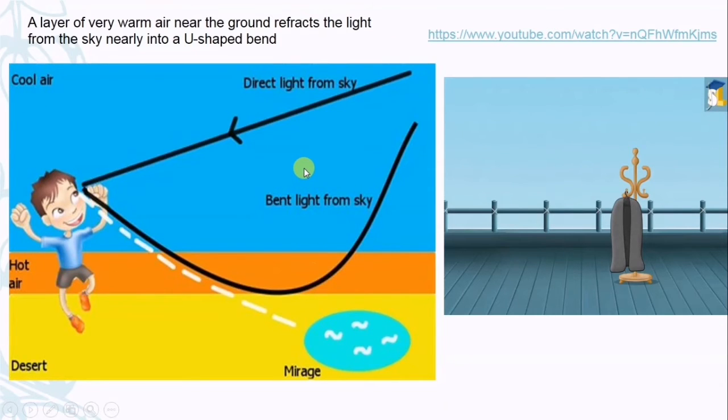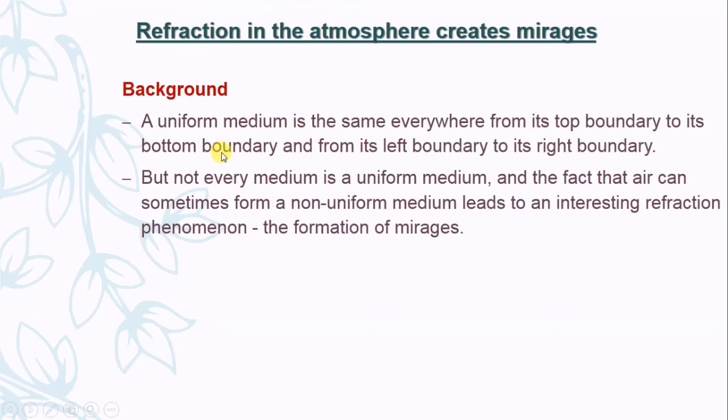Look here. First, we talked about uniform medium and non-uniform medium. A uniform medium is the medium that's the same everywhere, from its top boundary to its bottom boundary, and from its left boundary to its right boundary. But not every medium is uniform, such as the air. The air can sometimes be a non-uniform medium, and this leads to an interesting refraction phenomenon, which is the formation of mirages. Why does this lead to an interesting refraction phenomenon?